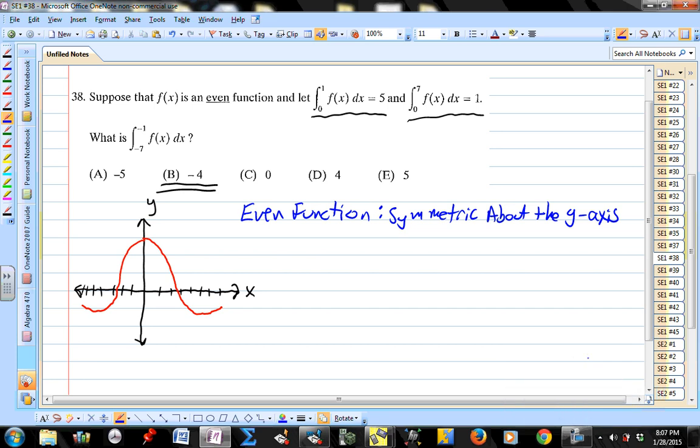On problem number 38, we're given some information about a function, and we're asked to find the value of an integral from -7 to -1. They tell us that the function f is even, so we need to review what that means. An even function is symmetric about the y-axis.